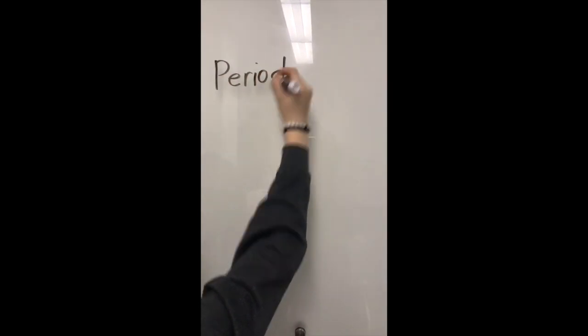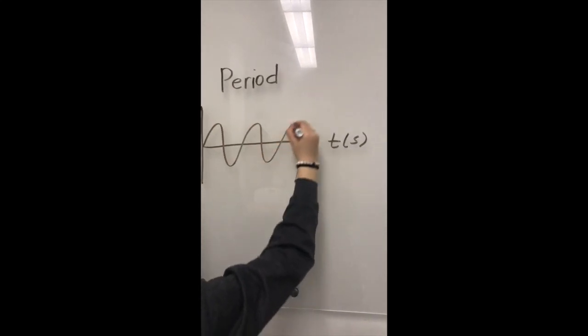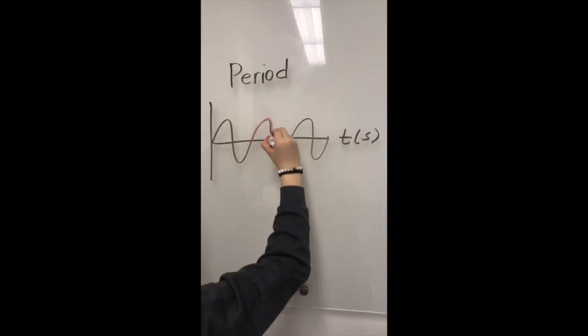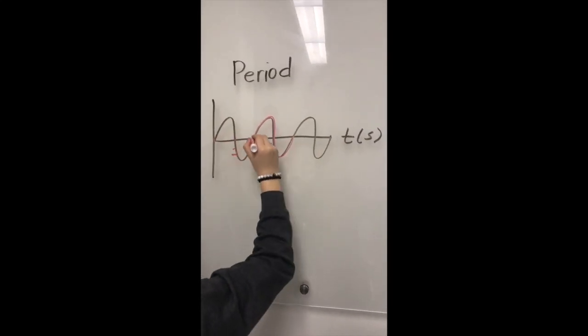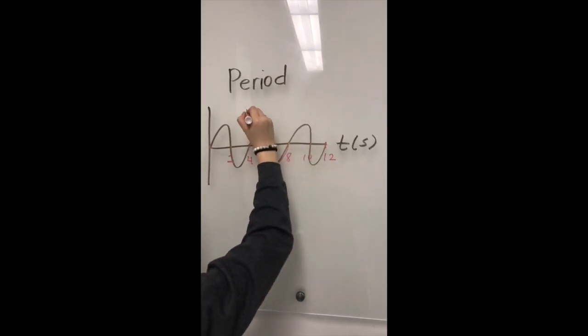Another key property is the period of a sound wave. This is the time it takes for an air molecule to move back and forth one time. We call this back and forth motion a cycle. We measure the period of a wave in seconds. It is the number of seconds it takes to complete one cycle.